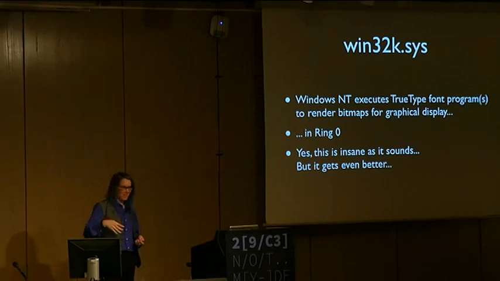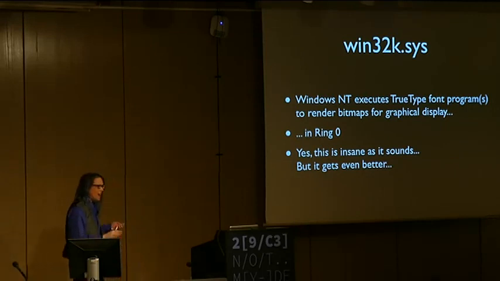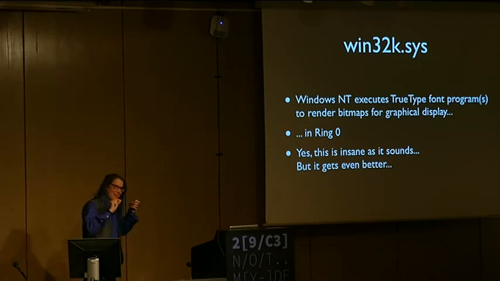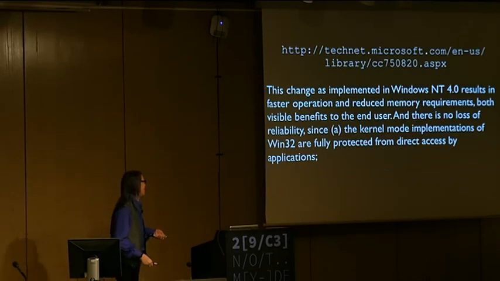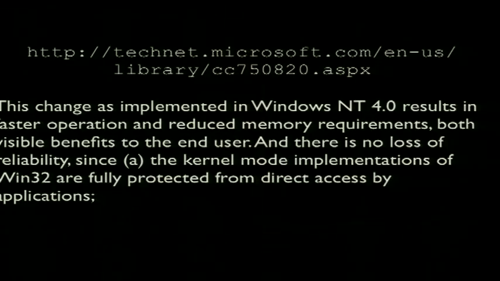I was poking around on Google or something, I can't remember, and on the MSDN TechNet on Microsoft's website, they actually have a document they wrote back when they made this change explaining the rationale for it, and it's got some hilarious quotes in it, so bear with me. This is the actual URL to it if you want to go read the full thing. Anyway, it goes to great lengths to argue that there are no security problems introduced by moving all of the font rendering code up into the kernel.